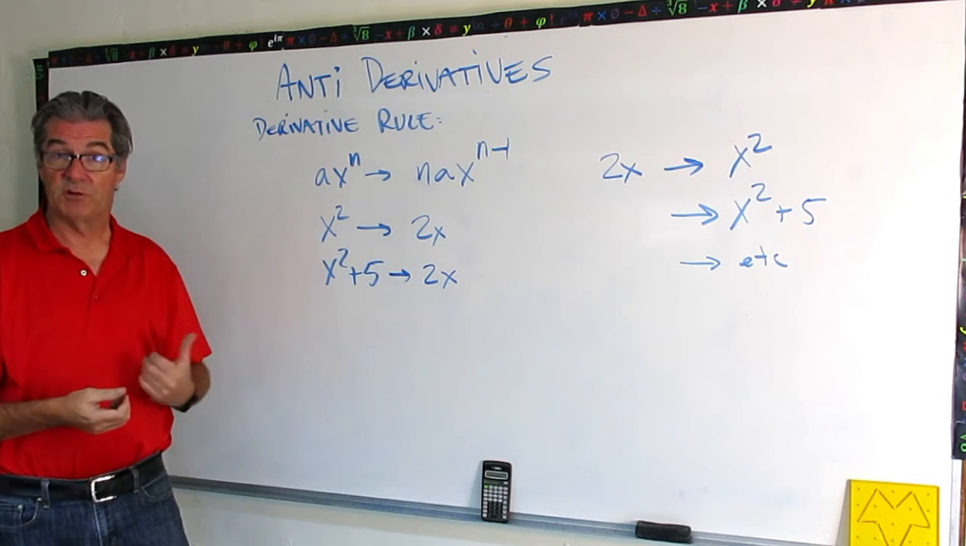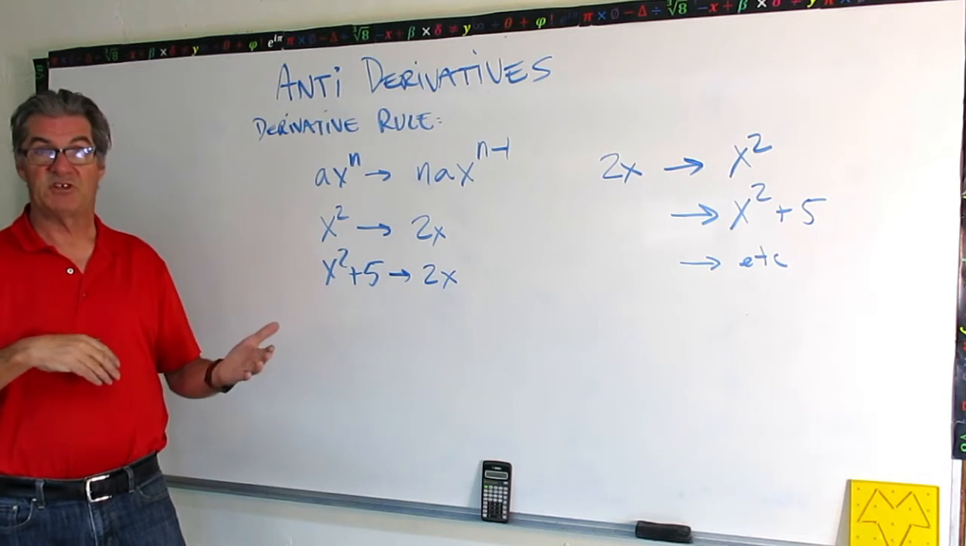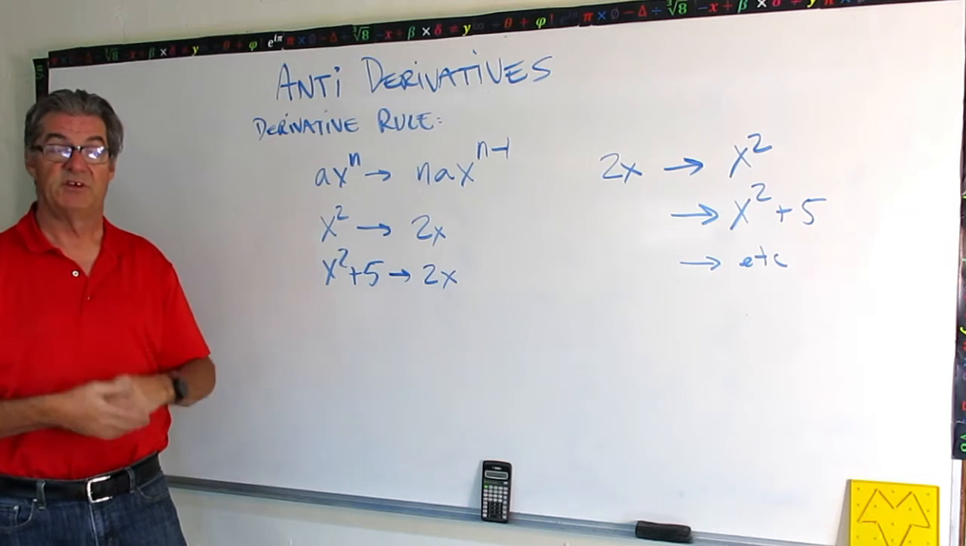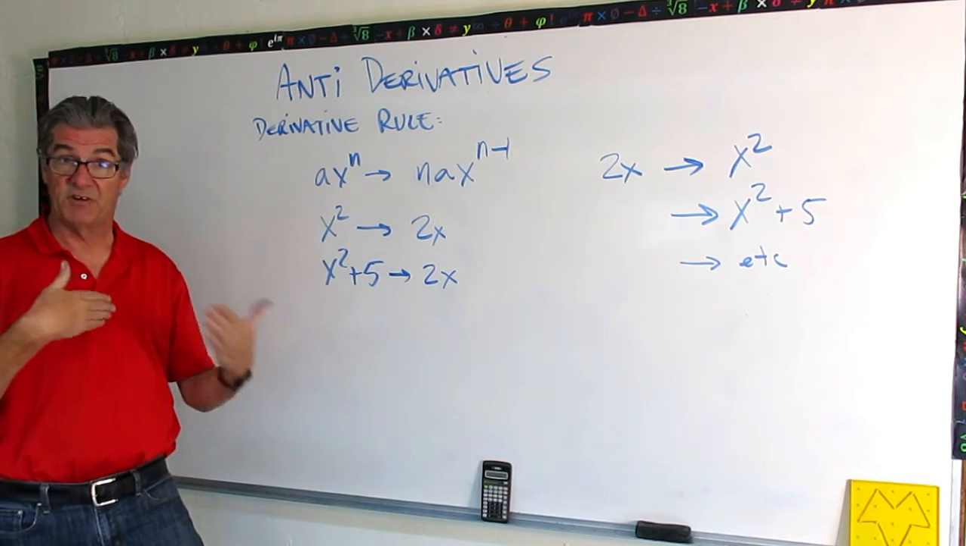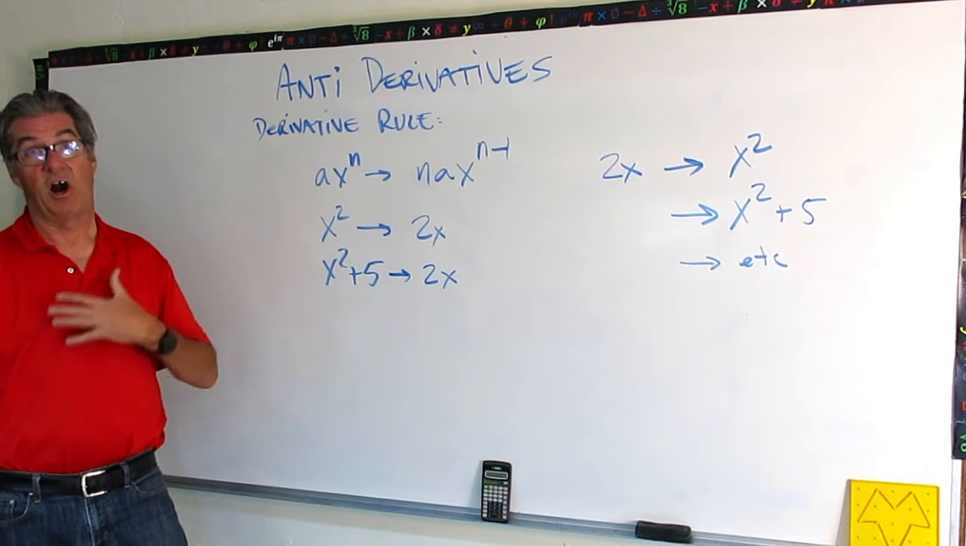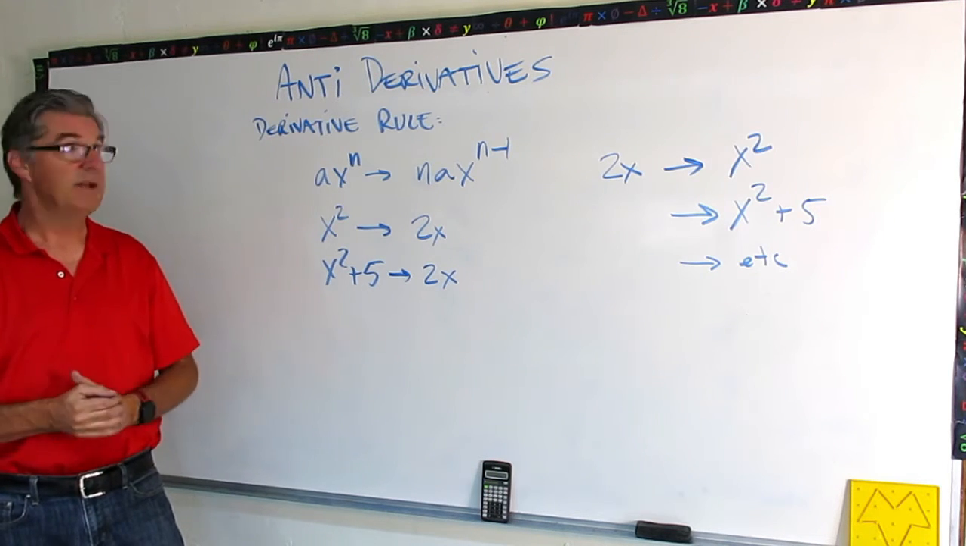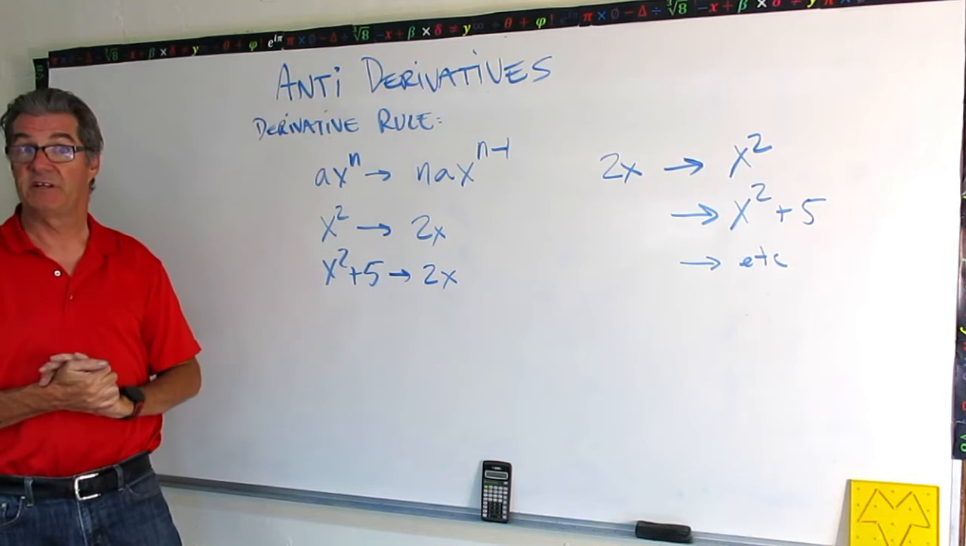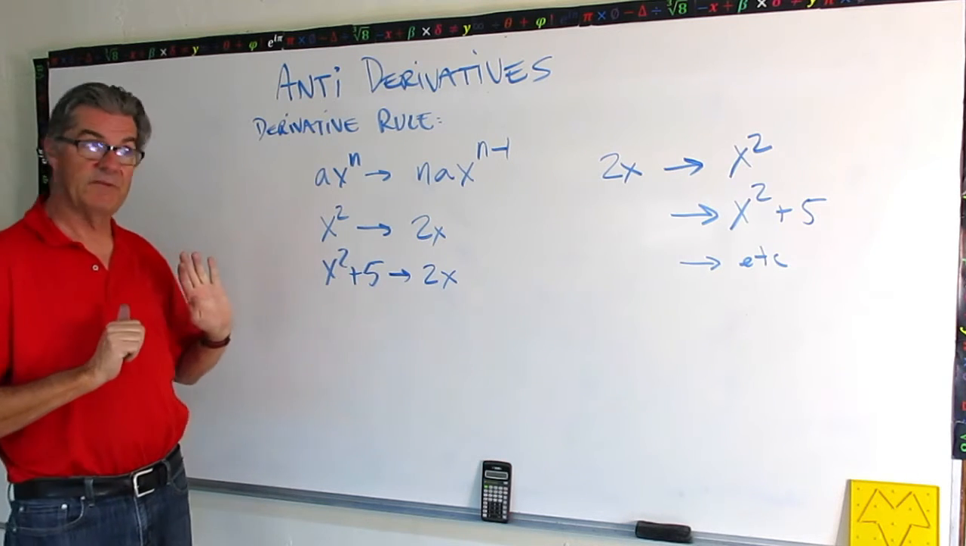These are inverse operations, just like multiplication and division are inverse operations, just like addition and subtraction are inverse operations. Derivation and antiderivation are inverse operations. We're going to get a better word for it than antiderivatives in a little bit. So let's review the derivative rule.